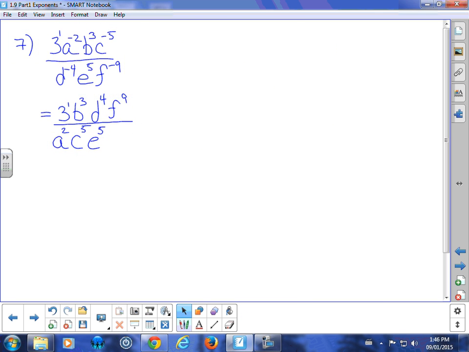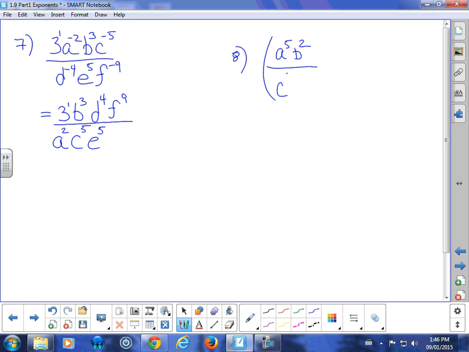Okay? All right, let's try number 8. What happens if there's some simplification involved? Okay? So let's go with a to the 5th b squared over c cubed, multiplied by c squared b to the negative 3 over a to the 5th. So this is a point where you're kind of freaking out because you haven't done any of the homework yet, but it's really not that bad, okay?